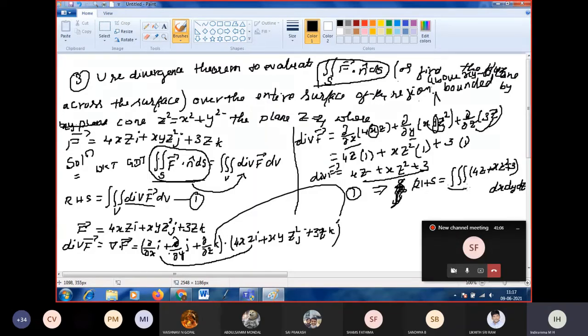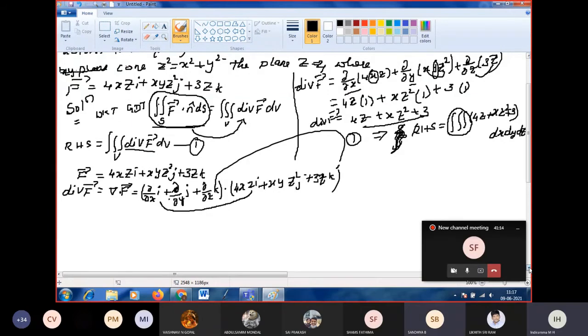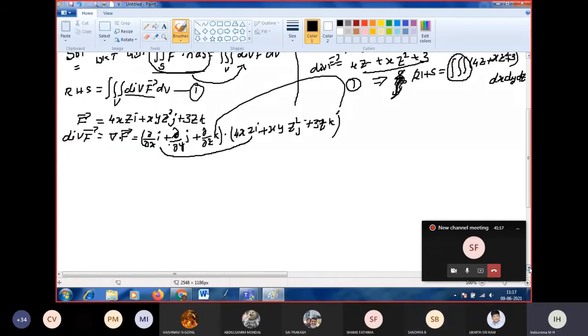And what we have to find? Mainly the limits. We have to find out the limits for the integration. So write down next. To find the limits, what we have to consider? We have to consider the given region, correct? What's the given region? z square is equal to x square plus y square.